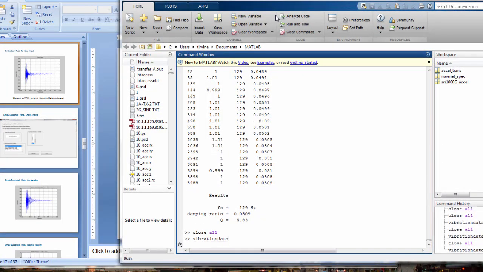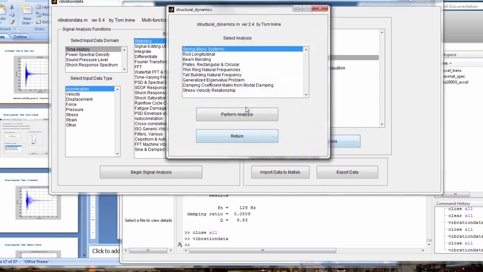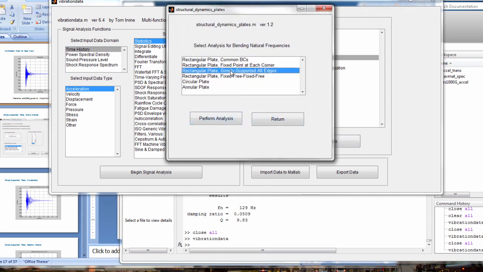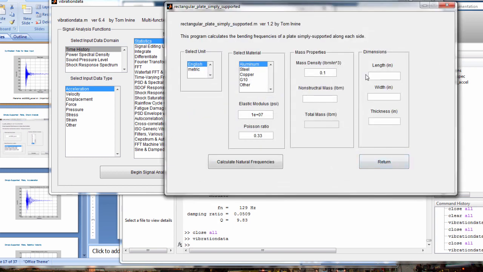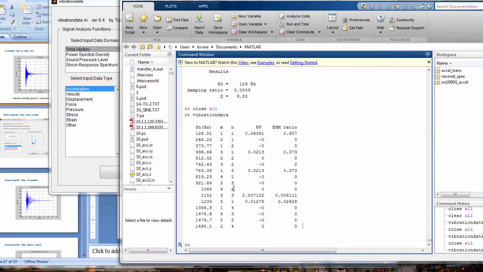So I'm going to have to get back in here and simply support about all edges, and I'm just going to quickly put the same dimensions back in that we've been using before for our simply supported plate. 16 by 12 by 1/8 inch thick. Let's calculate the natural frequencies. The fundamental mode will be at 128 hertz.